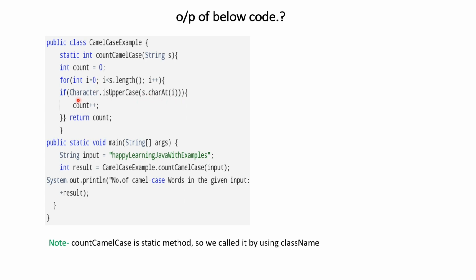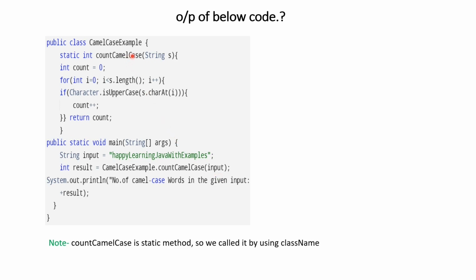So here we are iterating over each character in the given string. This s is nothing but the given input. charAt means at each index it will check what i is returning. I am putting that inside Character.isUppercase, which returns a boolean, and it will check every time. If it is true, I'm just increasing the count, and at last, after the for loop, I'm returning the count. So here we call CamelCaseExample.countCamelCase of input.